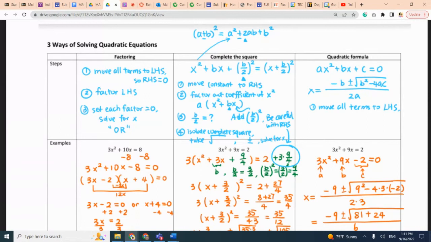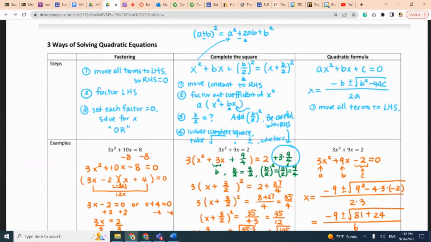Okay? Therefore, here you want to match the n squared. That means you want to add b over 2 squared. So then this is a complete square of m plus n. Now my m is x, my n is b over 2.